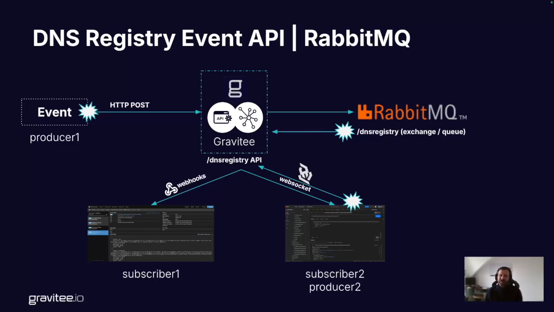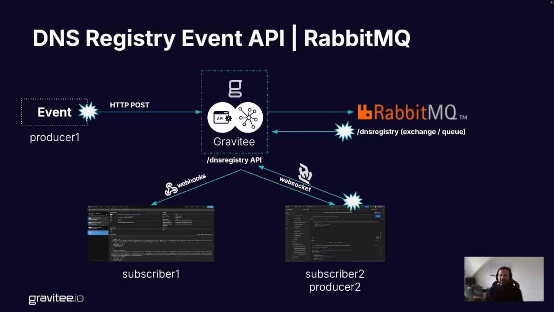POST to produce messages, or WebSocket to produce and consume, or Webhooks to consume, as well as server-sent events. And also how you would be able to leverage the Gravitee platform to centralize all the traffic and monitoring of the traffic that goes from those clients, producers and consumers, to RabbitMQ.